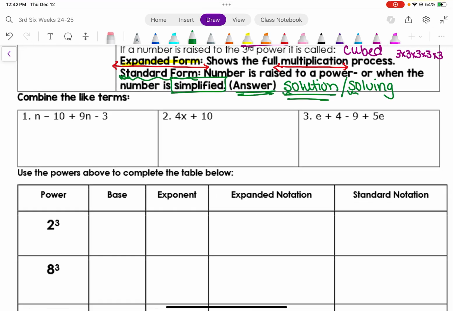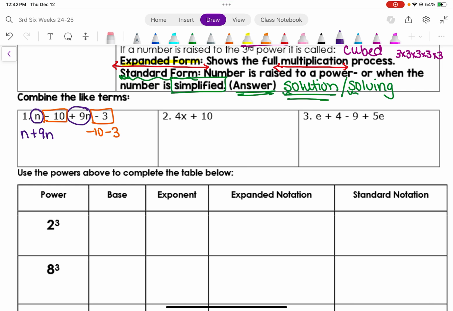So now let's look at combining like terms again. So I like to combine them by circling or identifying them in a color. So if I have n minus 10 plus 9n minus 3, I see that I have 2 n values. So I'm going to have n plus 9n. You notice that the sign went with it. And then I have a negative 10 minus 3, or a negative 3.